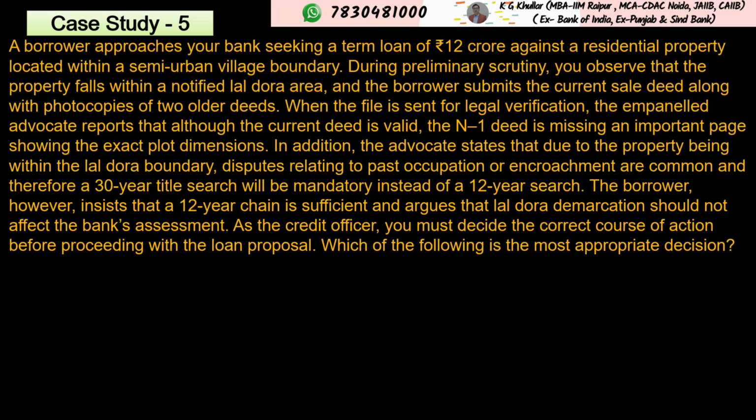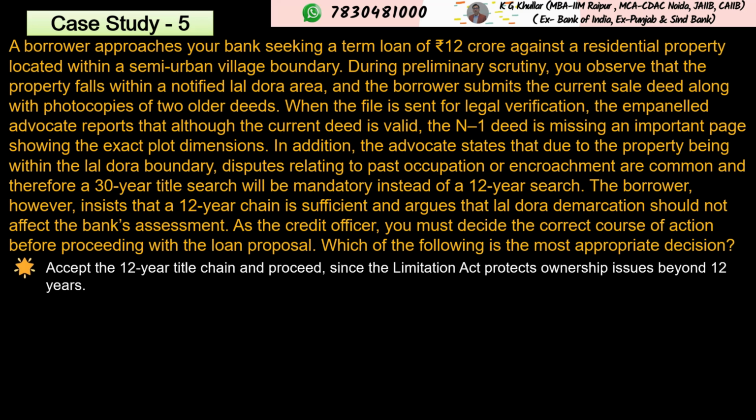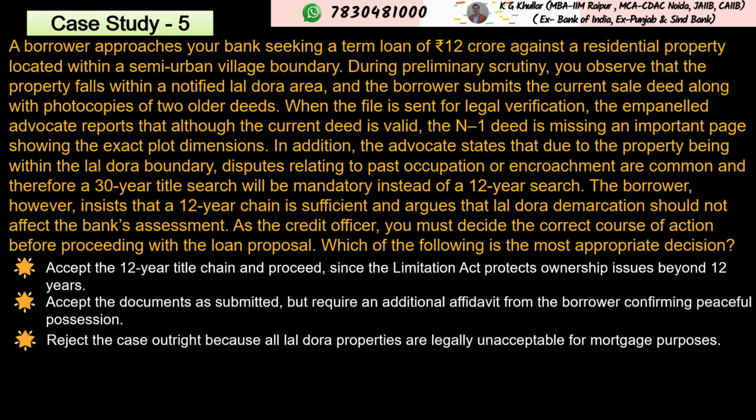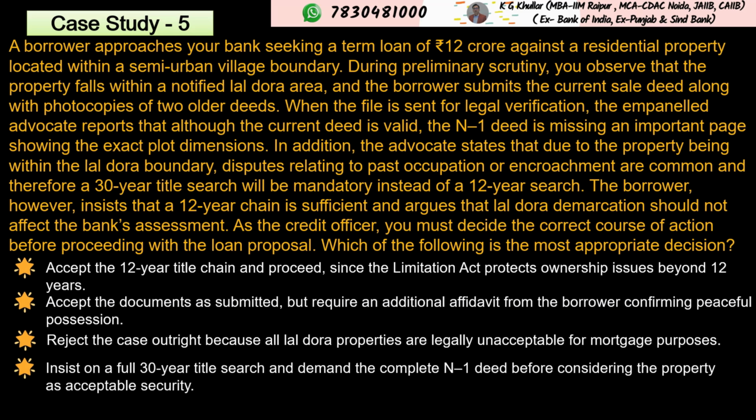And these options are given to you. That is, first option is accept the 12-year title chain and proceed since the Limitation Act protects ownership beyond 12 years. Then option B is accept the documents as submitted but require an additional affidavit from the borrower confirming peaceful possession. Then third option C is insist on a full 30-year title search and demand the complete N-1 deed before considering the property as acceptable security. And last option D is reject the case outright because all Lal Dora properties are legally unacceptable for mortgage purposes.